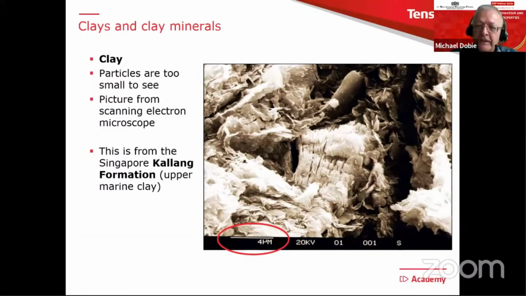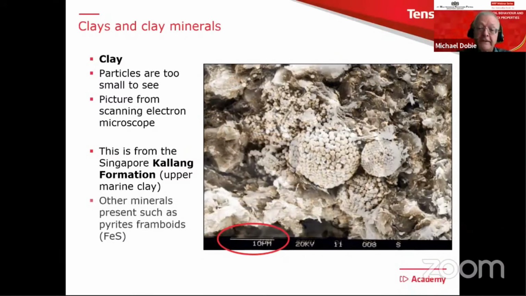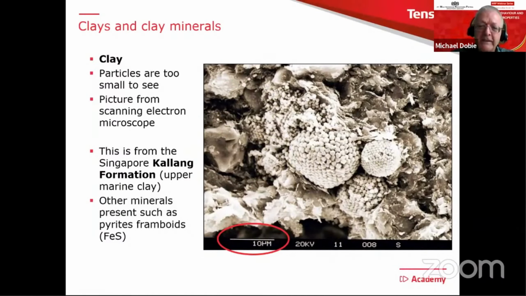So the clay minerals end up having this plate shape. However, we do find other kinds of small particle in the marine clay. Those little almost circular particles are actually what are called pyrite framboids. They're tiny. I don't think the content is that much within a marine clay, but obviously they would affect the behavior.